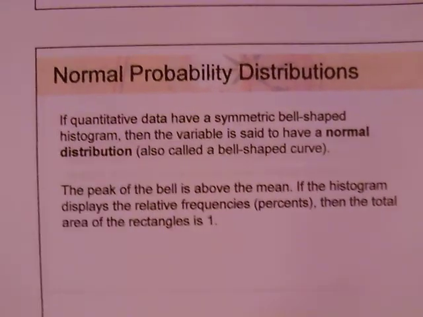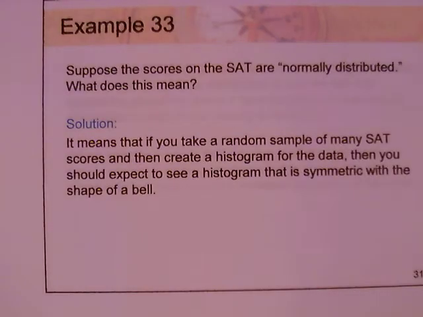Okay. So in example 33, suppose the scores on the SAT are "normally distributed." What does this mean? Well, it means that if you take a random sample of many SAT scores and then create a histogram for the data, then you should expect to see a histogram that is symmetric with the shape of a bell. So normally distributed means it's going to become a normal bell-shaped curve.